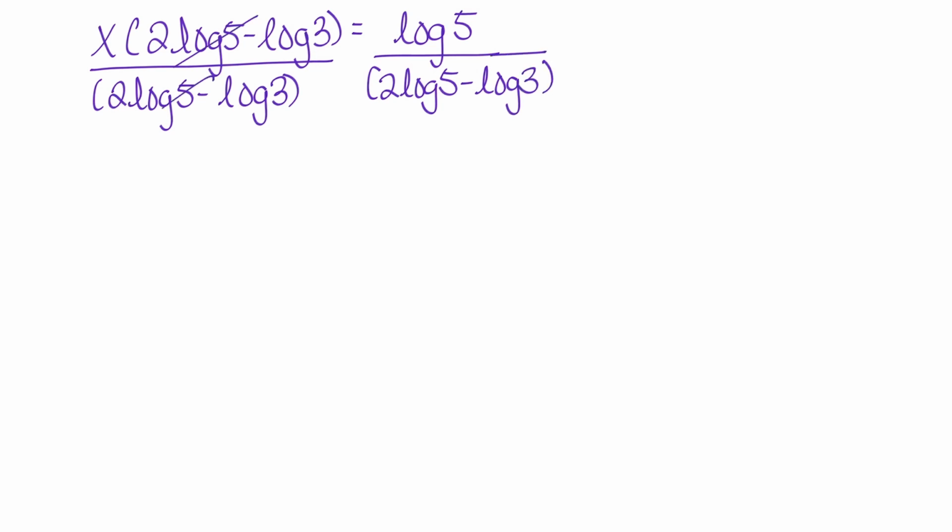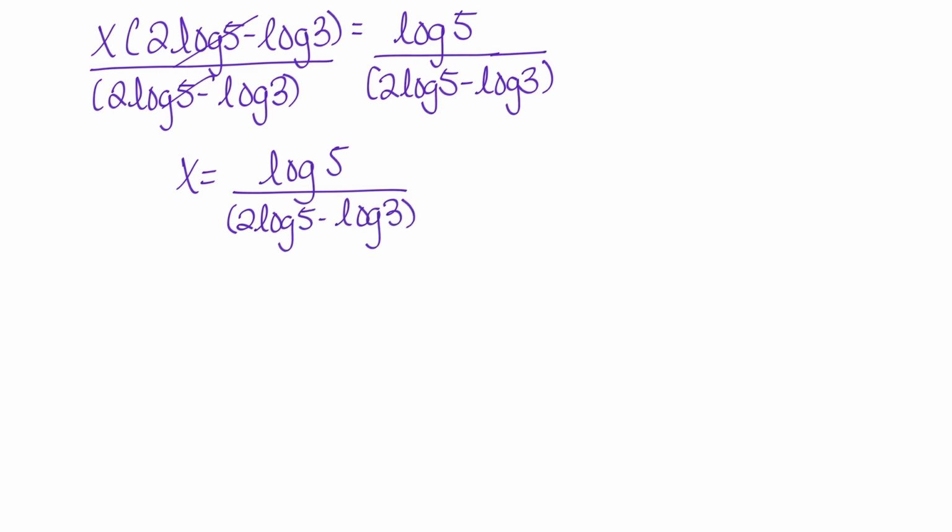And then that is going to leave me with x equals the log of 5 divided by 2 log 5 minus log of 3. Okay, so that is the exact answer. If I want to get an approximate answer, I'm going to use my calculator. So I'm going to do log 5 and then hit enter, and then do divided by parentheses 2 log 5 minus log 3. And when I hit enter again, it gives me that x is approximately equal to 0.7591. Remember that when we're working with logs, the convention is to round to about 4 decimal places.